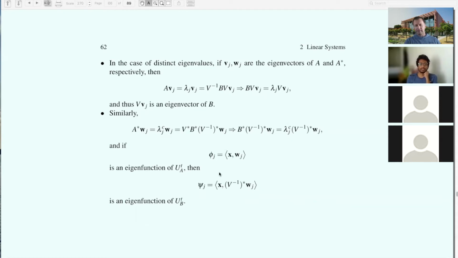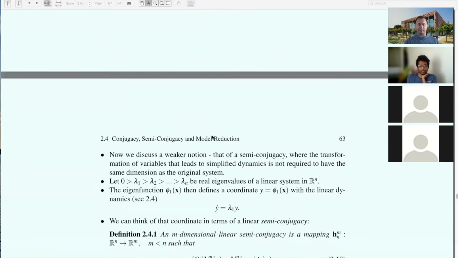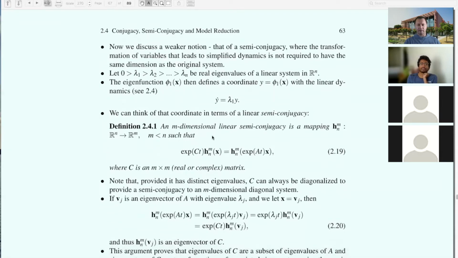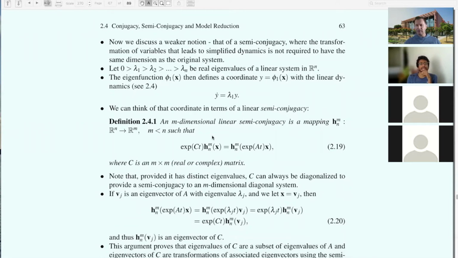In other words, if phi_j is the inner product of x and W_j, and we know that V inverse star W_j, by this relationship here, is an eigenfunction of B star, then psi_j, defined as the inner product of x and V inverse star W_j, is an eigenfunction of the Koopman operator associated with the linear system B. So eigenvalues stay the same. Eigenvectors map in a simple way.